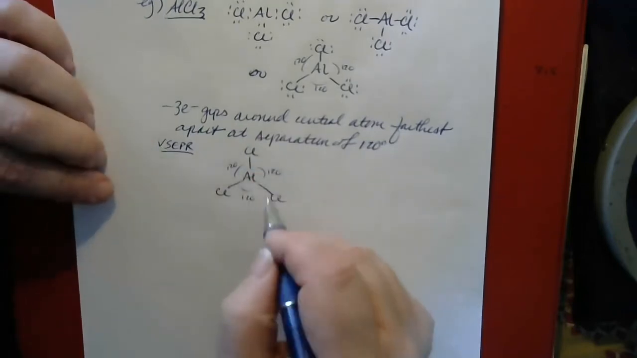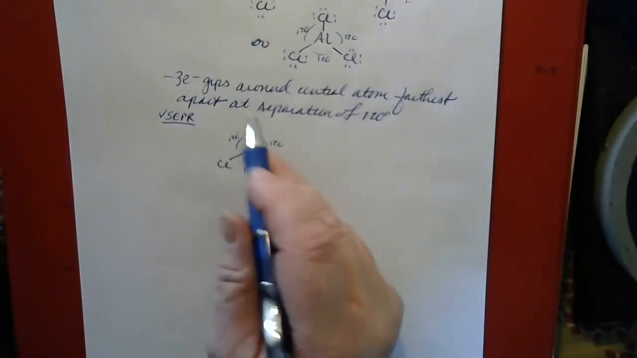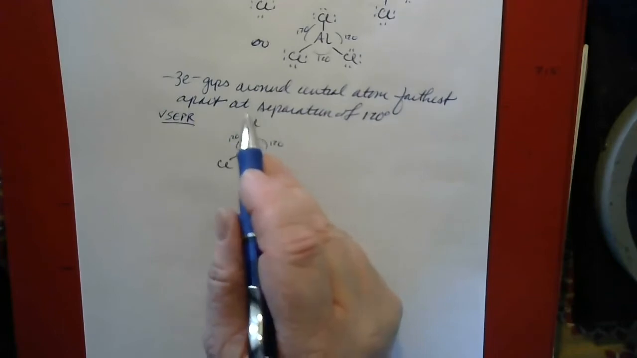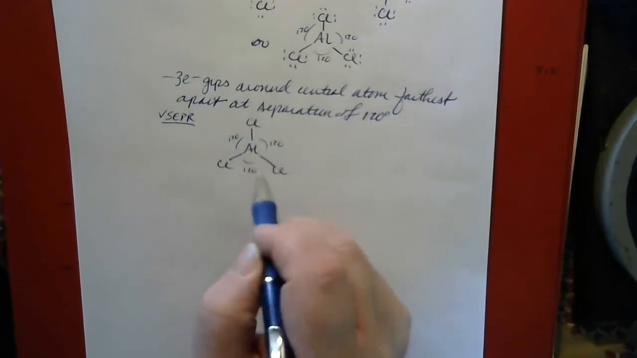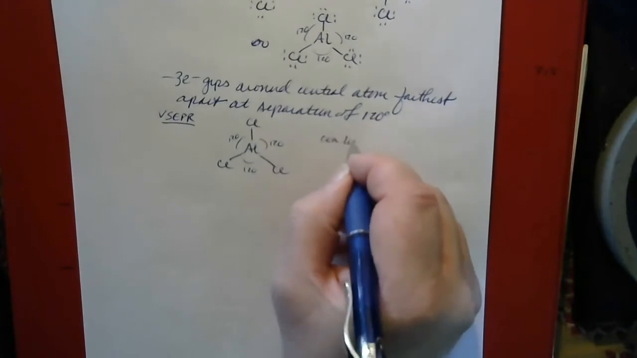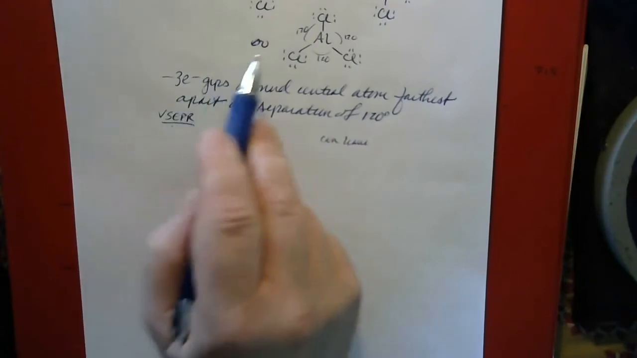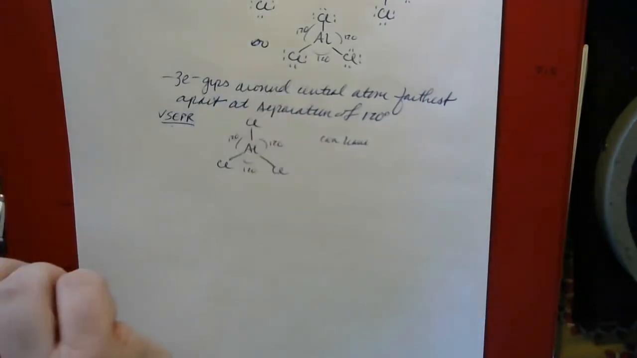You don't have to write the bond angles in for a VSEPR structure. And also notice that for VSEPR structures, we usually leave out lone pairs on outer atoms. That's for the VSEPR, not for the Lewis structure. For the Lewis structure, you have to include all of the lone pairs.